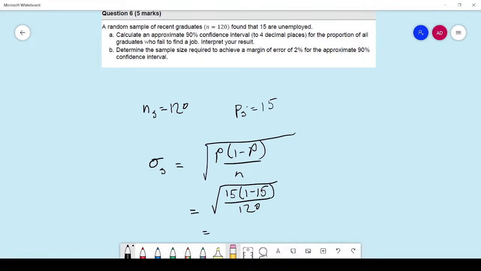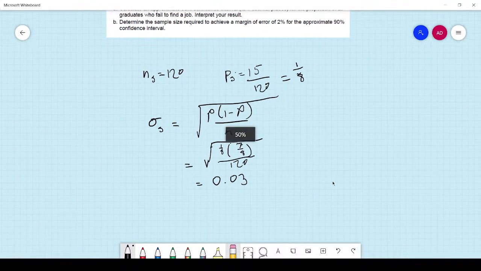It must be 15 over 120. P is 15 out of 120 equals, I think that's 1/8. So here we should have 1/8. 1 minus 1/8 is 7/8, and 120. So pop that on the calculator and we get 0.03 for our standard deviation. Right, so that's the first part.